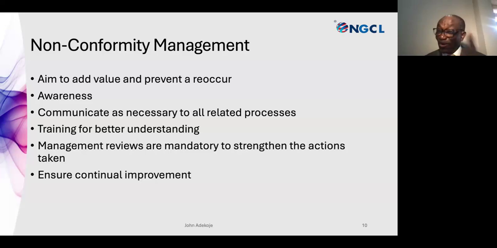There's nothing more to do. No, the standard says that you will have to continually improve. You understand? Even when there are no non-conformities. But when there are non-conformities, it's not a sin. It's just an opportunity for improvement.